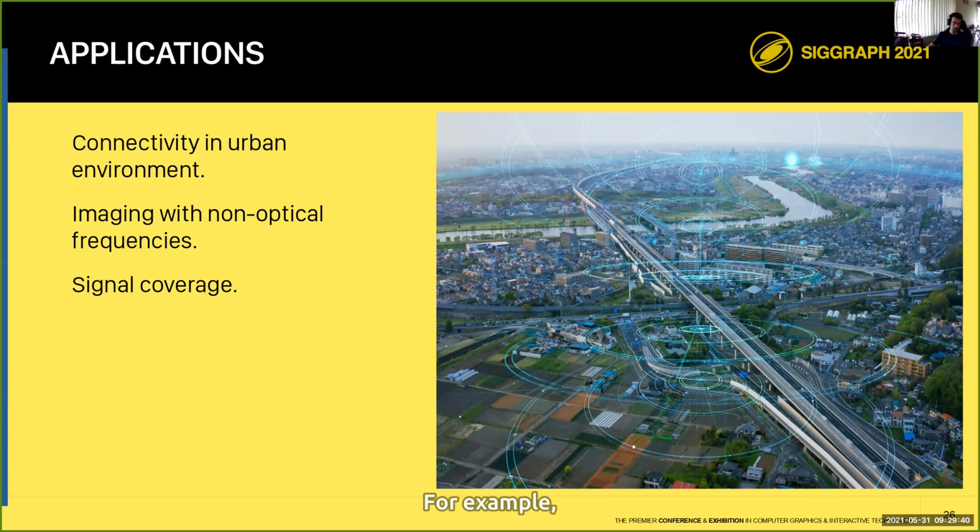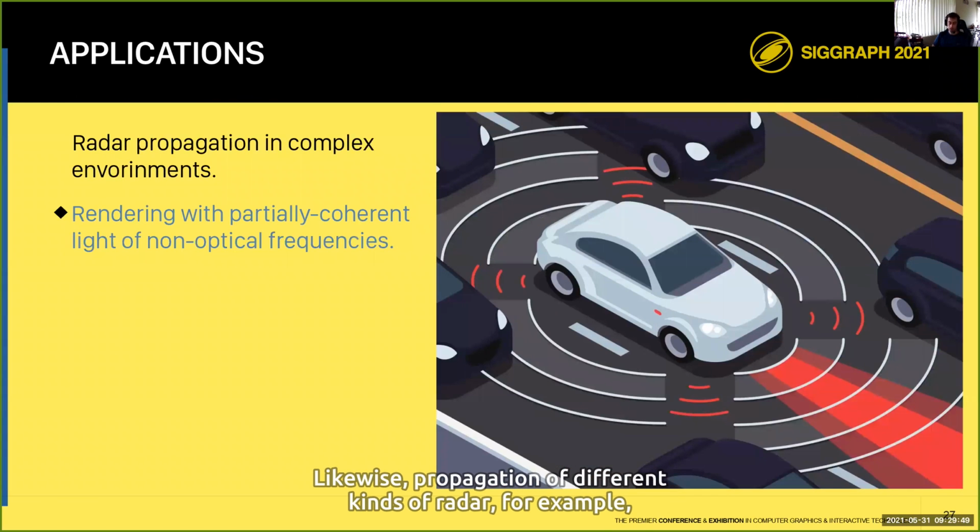For example, Wi-Fi and cellular signals are nothing more than partially coherent light of non-optical frequencies. Likewise, propagation of different kinds of radar, for example for assistive driving technology and defense systems, can also be understood as rendering with partially coherent light of non-optical frequencies.